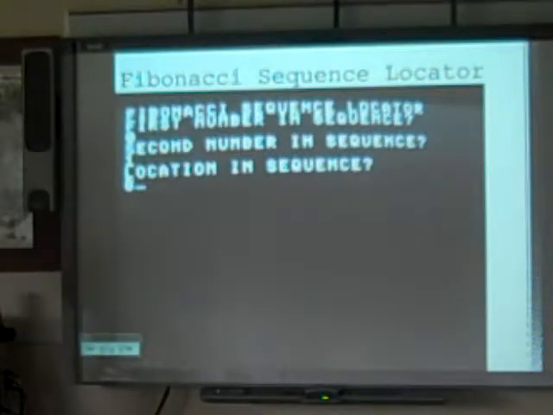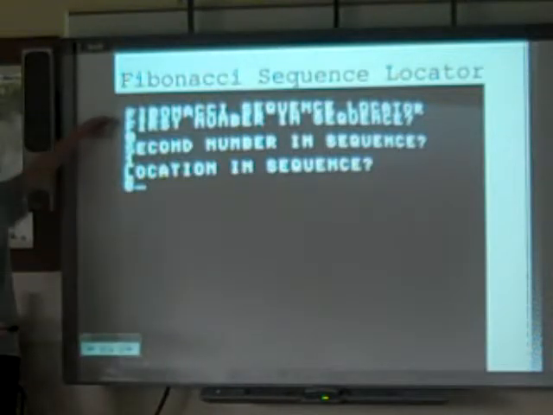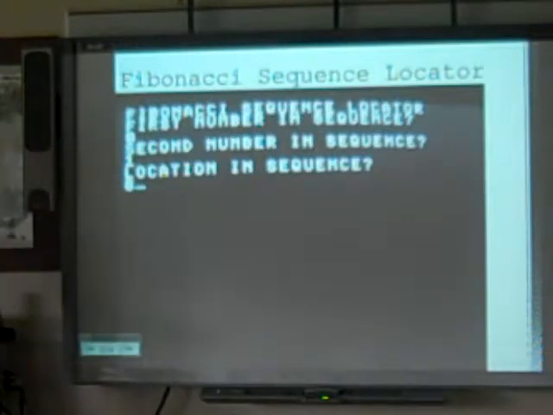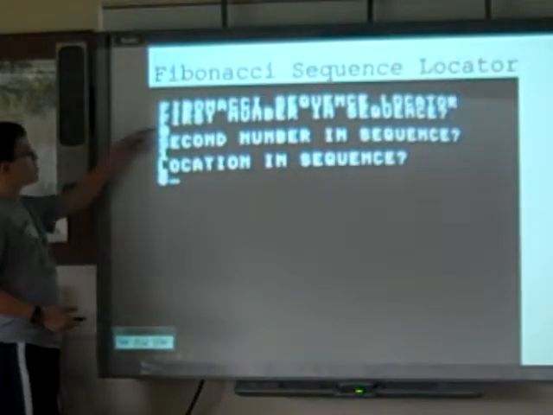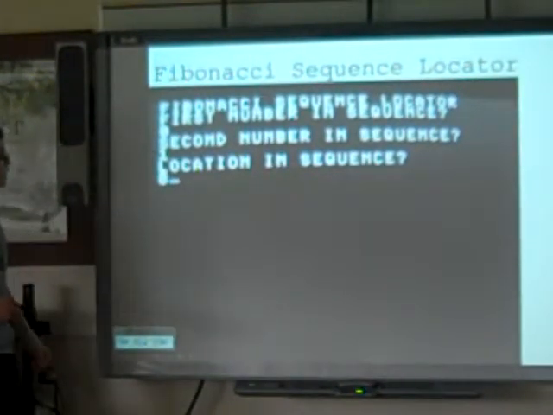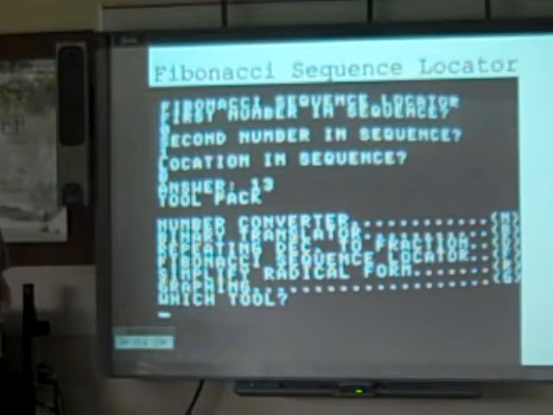Okay. And so for this, the Fibonacci sequence can begin with any 2 numbers. So this is asking for the first and second numbers in the sequence, and then it wants you to tell it what location in the sequence. In this case, I said I want to know the 8th number in the Fibonacci sequence that begins with 0 and then 1, and that number is 13.